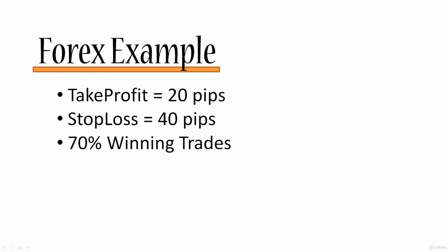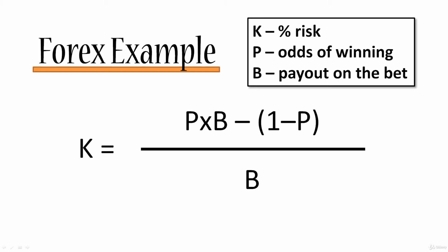So now let's see how we would apply the Kelly criterion in this case to find out what our optimal investment in terms of percentage of our account should be to maximize our profits in the long run. So here's the Kelly formula. As we remember, K is the percentage of risk that we're looking for, P is the odds of winning, and B is the payout on the bet, or in this case on the trade.